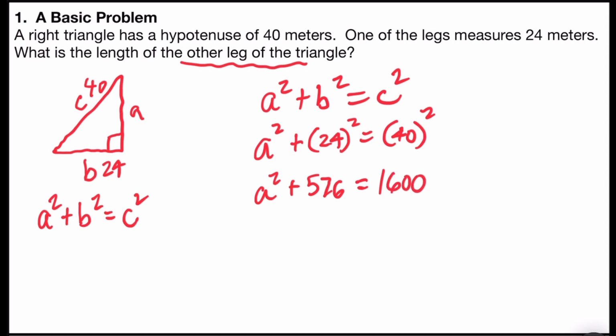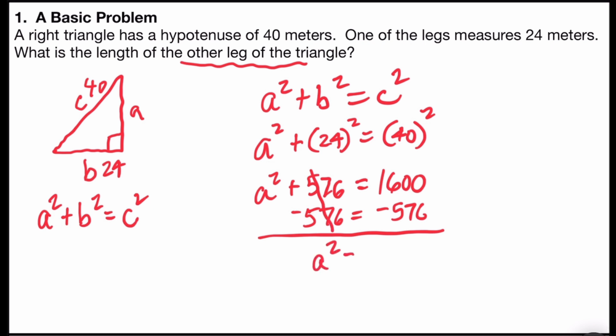And now all I have to do is solve the equation. So I'm going to subtract 576 from both sides in order to get a squared by itself. 576 minus 576 is 0, or as some people say, it cancels out. And 0 plus a squared is a squared. 1600 minus 576 is 1024.